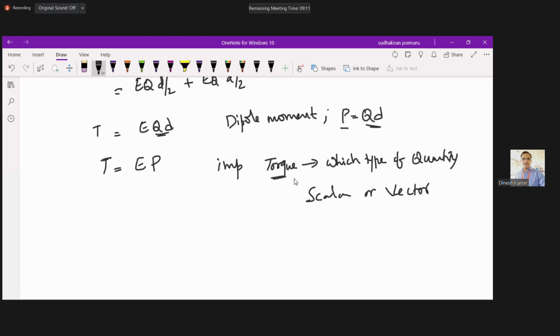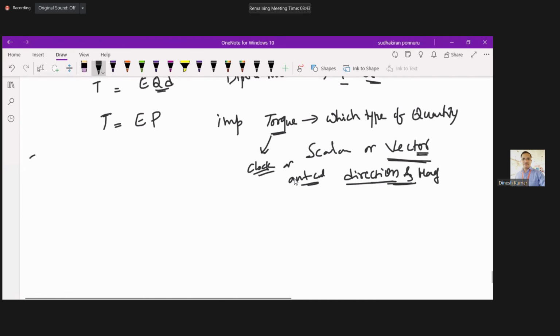Vector, sir. It is a vector quantity, because we are talking about whether the torque is rotating in clockwise direction or anti-clockwise direction. Since we are talking with respect to direction as well as magnitude, we have to represent this torque in the form of a vector. So torque is a vector quantity, and whatever product term is there, we have to represent it with respect to vector.